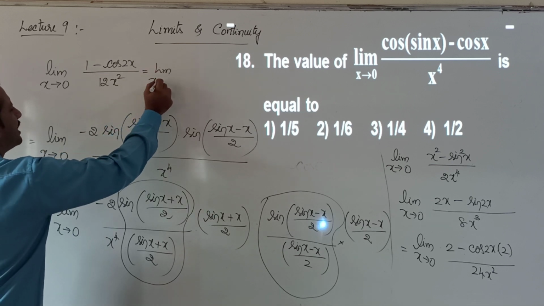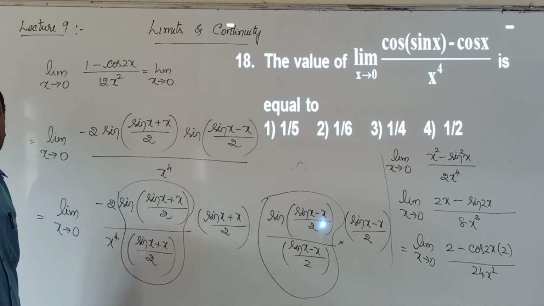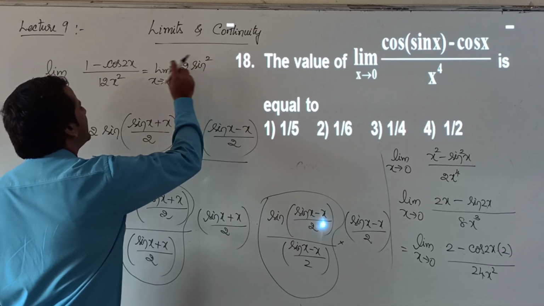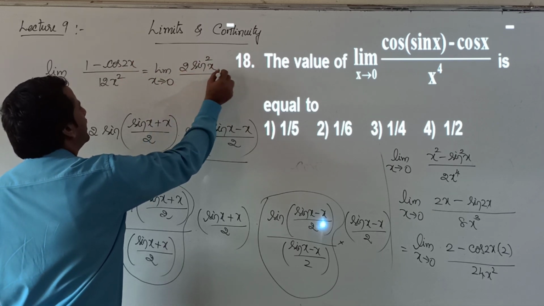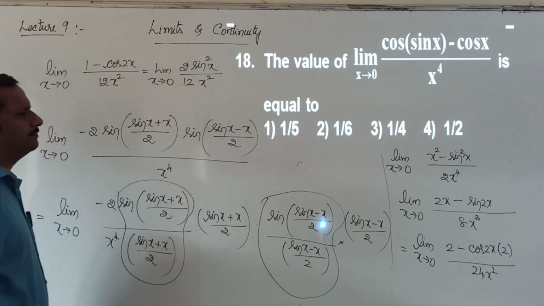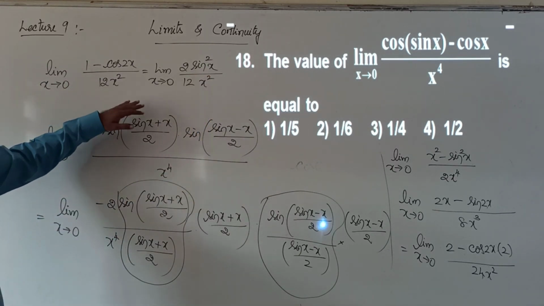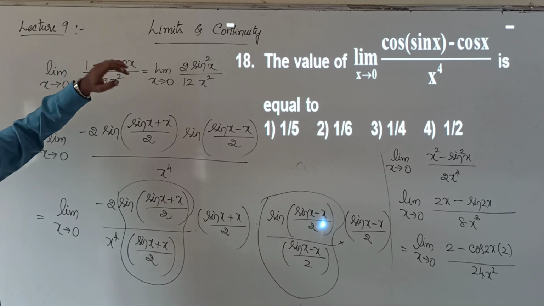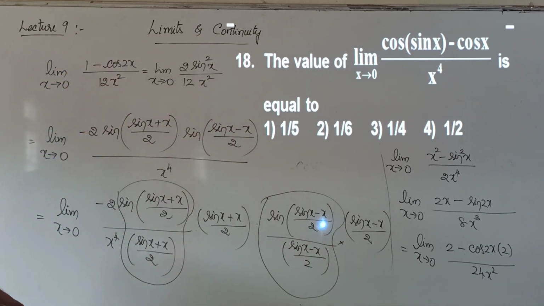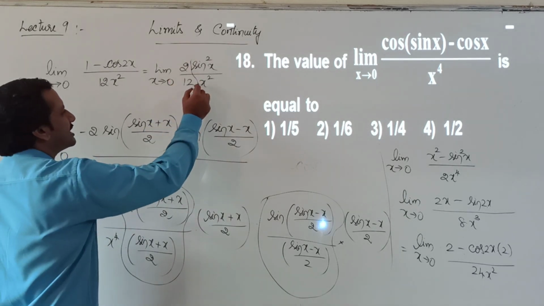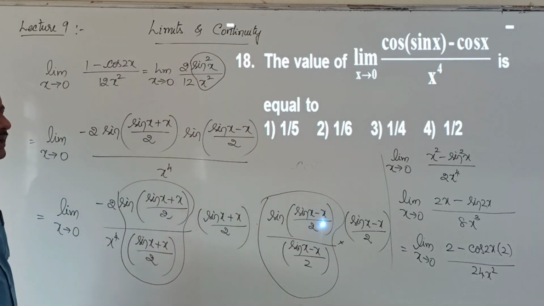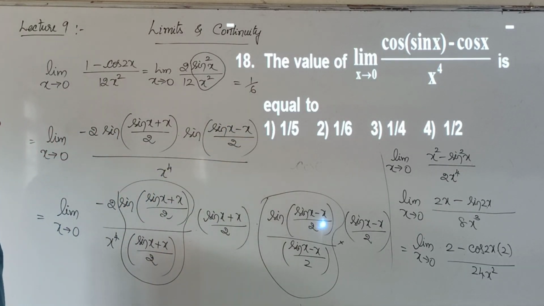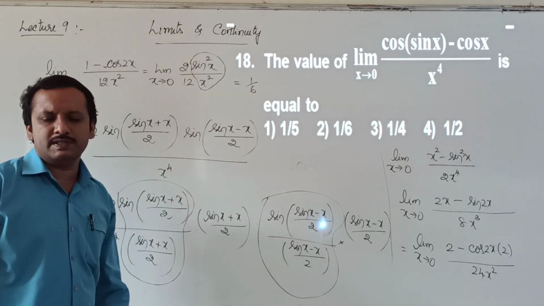Okay. Now 1 minus cos 2x. I can use the formula 1 minus cos theta is equal to 2 sin square theta by 2. So this will give you 2 sine square theta by 2, 2x by 2, that is x, divided by 12x square. Okay? See, I have not differentiated it. I am not using L'Hospital's rule here. I am just using the 1 minus cos theta formula. So 2 sine square x divided by 12x square is there. As x tends to 0, sine square x by x square becomes 1. So then 2 by 12, which is equal to 1 by 6. Okay, 1 by 6, which is the second option.